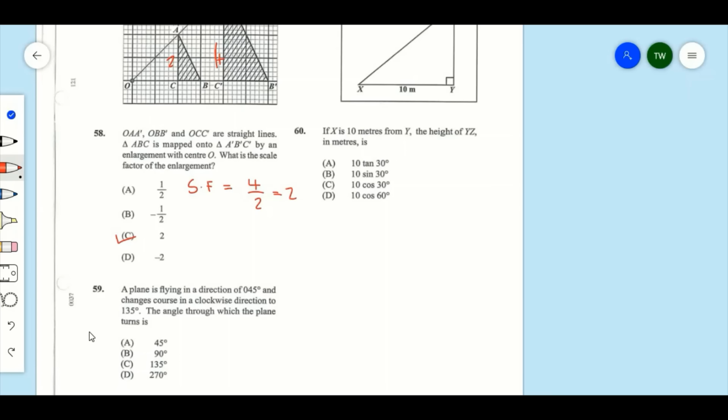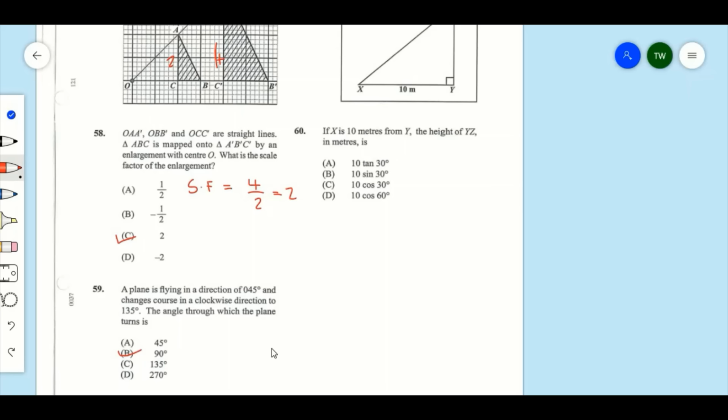Item 59. A plane is flying in a direction of 045 degrees and changes course in a clockwise direction to 135 degrees. The angle through which the plane turns is going to be 90 degrees, which is B. But let's look at this in a graphical perspective.